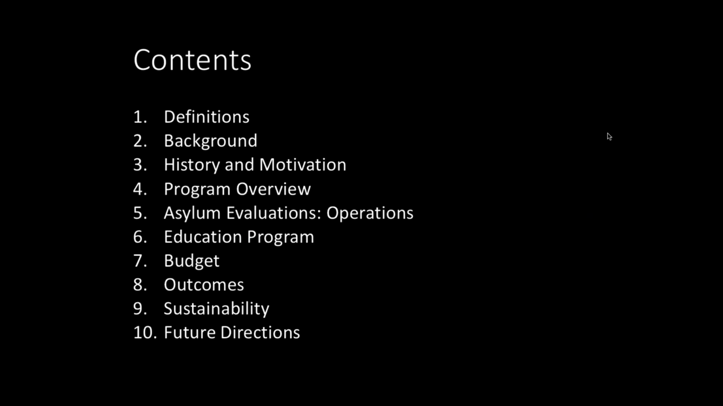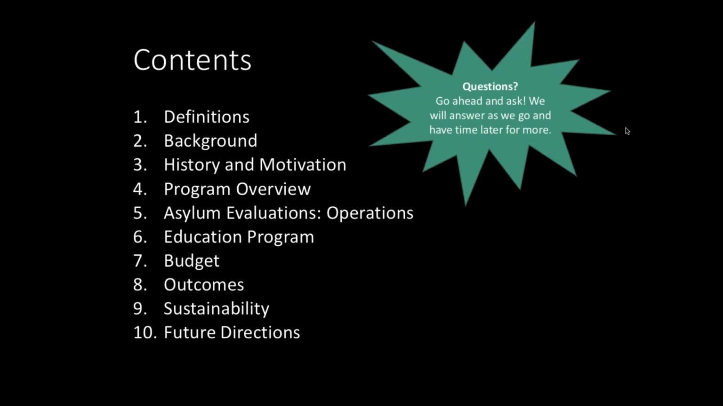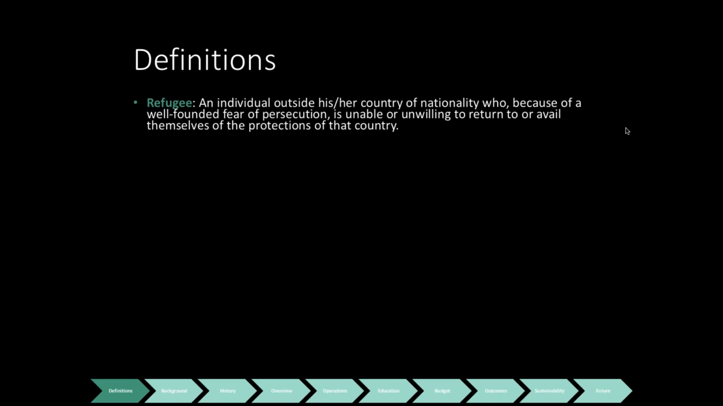So to get us started, just a brief overview of what we'll be talking about today. First, we'll start off with some definitions to lay the groundwork, as well as some background that led to why we founded the asylum program at Georgetown in the first place. Then we'll talk about the program itself, as well as some of our operations and the educational program we have on campus, and then cover both our budget and our outcomes, as well as where we hope to continue to move into the future. If you have any questions throughout the presentation, go ahead and ask via the chat feature, and we'll be answering those periodically throughout the presentation, as well as having some time at the end. And with that, I'll turn it over to Nate to get us started.